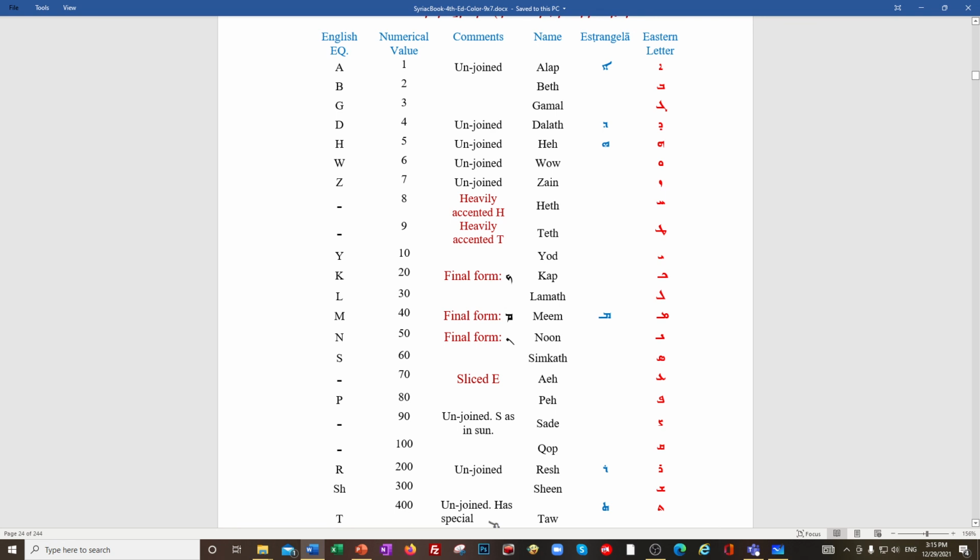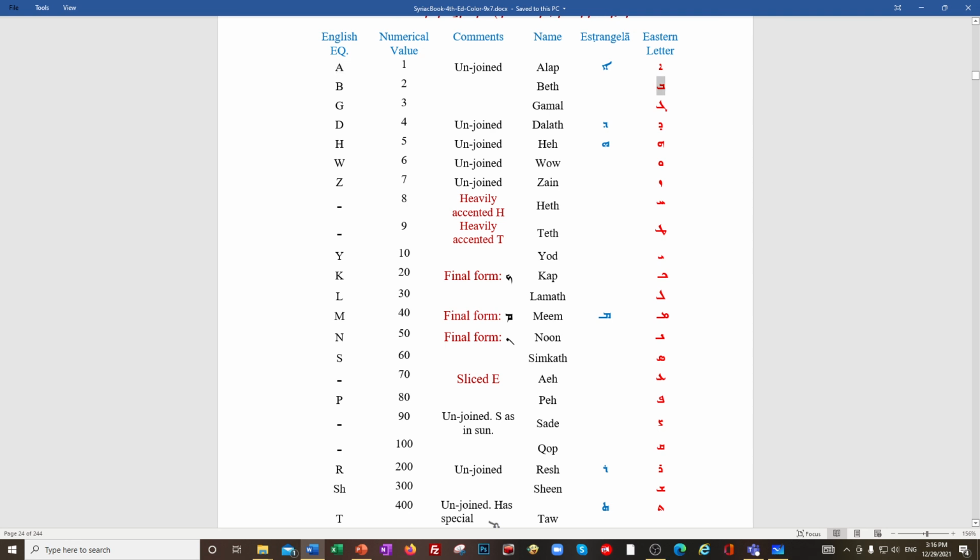Alep, that's the name, Alep, and this is the Esṭrangelā. Alep, as I mentioned, is unjoined. Remember, we have 8 unjoined letters. This is the first unjoined letter. Numeric value is 1. However, this is the numeric value, not the number name. We're going to study the number name when we study each one, and also in chapter 5 we're going to cover more. It is equivalent to A in English.